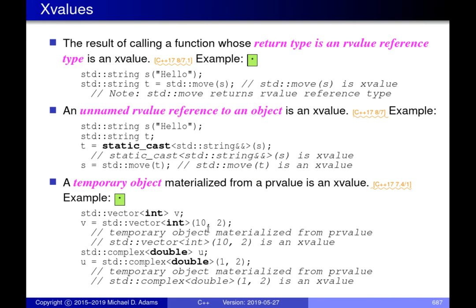Where is it here? This is this kind of example here. So this is like a function whose return type is an R value reference type. If you look at the definition of std move, it's a template function, and all it does is take whatever type is being passed in here. This is, for example, a std string being passed in, because s is a std string, and it converts it to that same type, but with double ampersand. So it converts it into an R value reference to that thing.